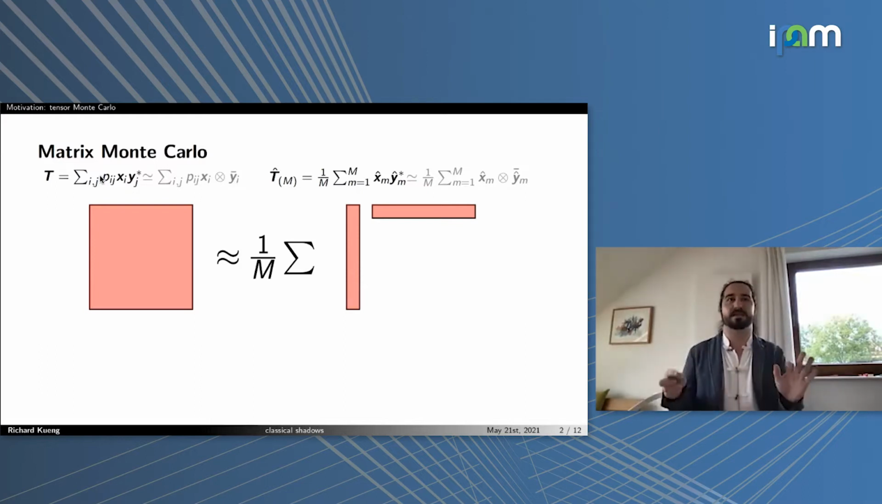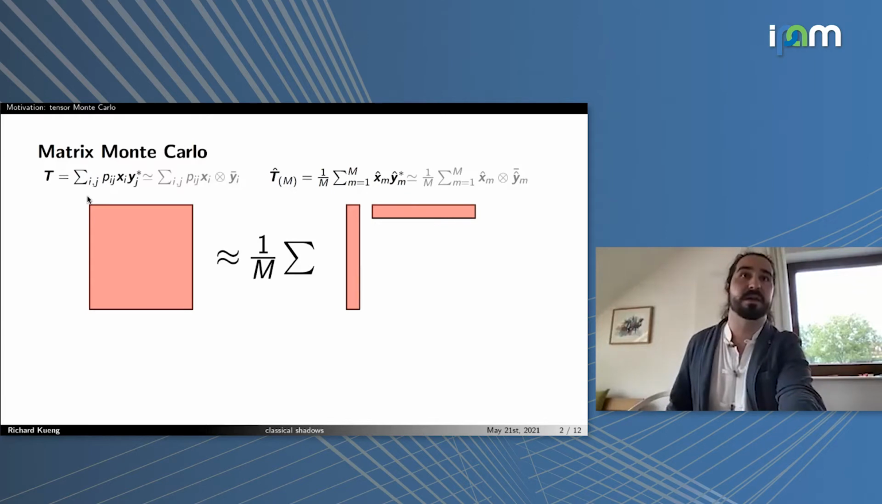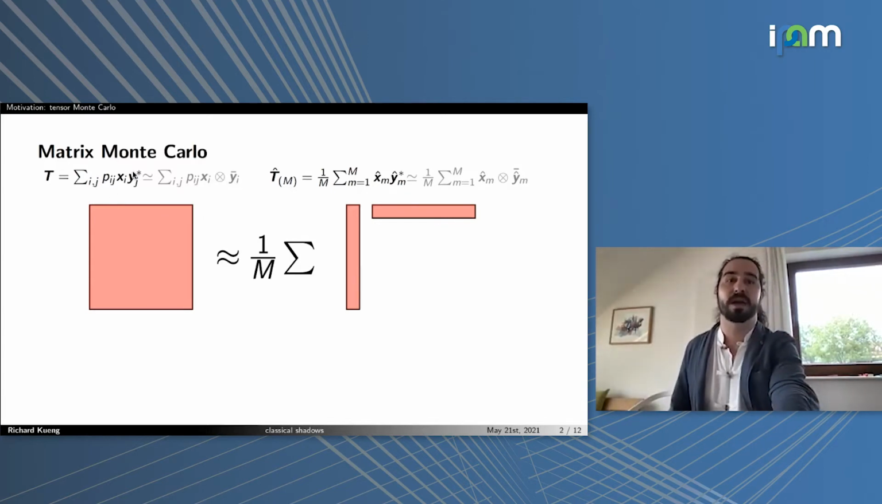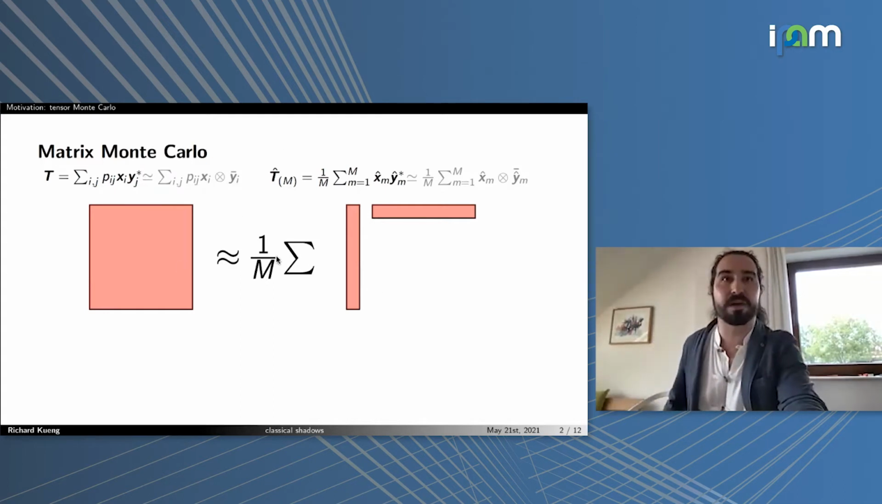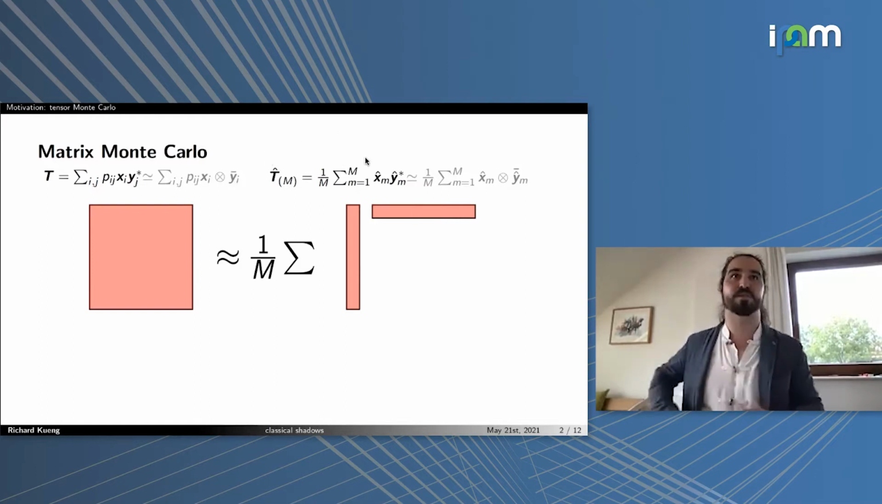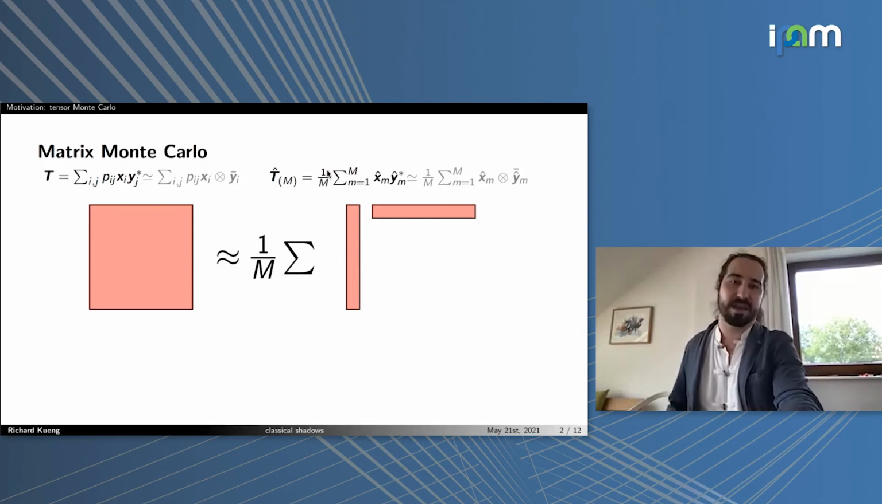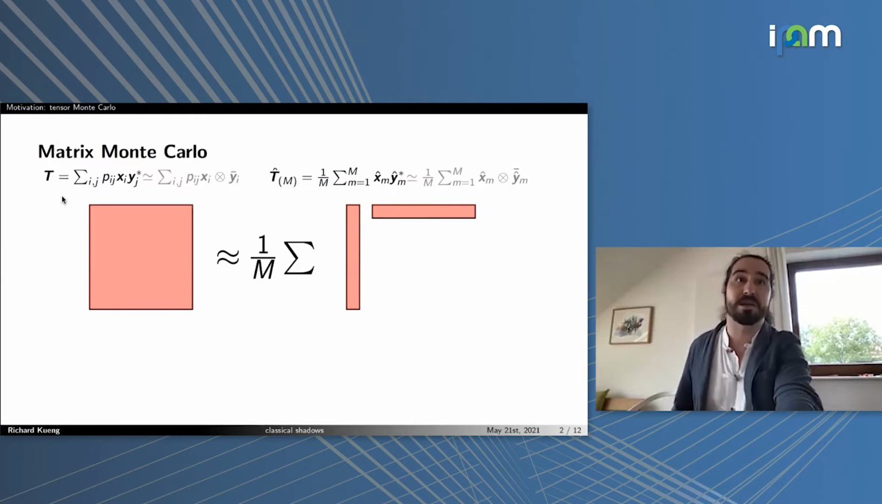And once I have specified such a decomposition, I can start sampling according to this probability distribution in order to get one of these rank 1 factors. And then I can form an empirical average that is written here. And just because of probability theory, the larger m, the number of samples I take, the more accurate this empirical approximation will be to the true matrix.